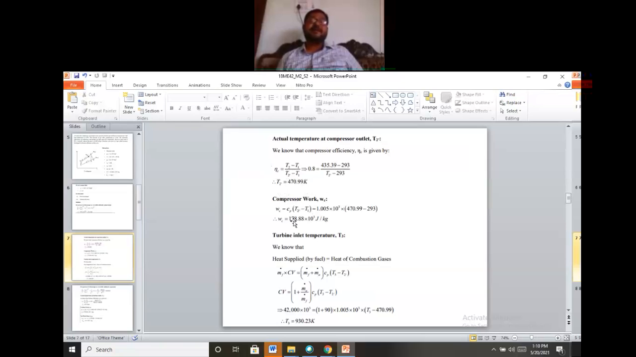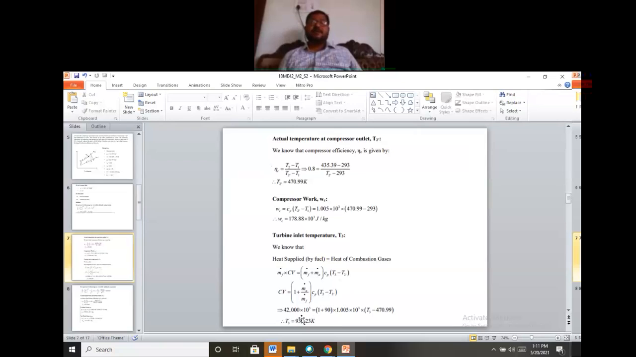Compressor work is m CP into T2 dash minus T1. CP is 1.005, the standard value we assume, into 10 to the power of 3 to convert kilojoules per kg into joules per kg, into 470.99 minus 293. You'll get 178 into 10 to the power of 3 joules per kg. Turbine inlet temperature T3: you know that heat supplied by the fuel is equal to heat of combustion. Heat supplied m into CV is equal to mF plus mA into CP into T3 minus T2 dash. CV is equal to 1 plus mA by mF, CP into T3 minus T2 dash.